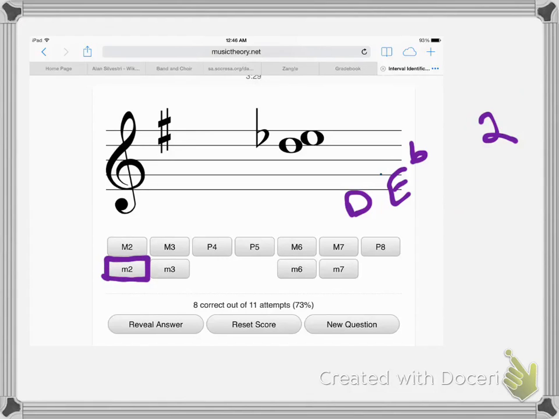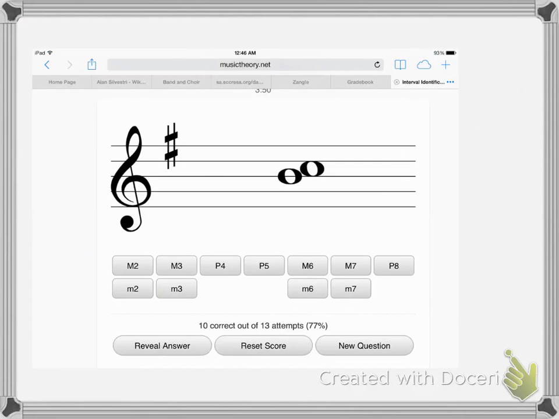When you're playing the scale, it'd be D, E. So it's a half step lower. That's how we know it's minor. D up to an E flat is one half step, so we know it's a minor second. That's the smallest interval we can have, well, besides a unison. Then you're just on the same note.